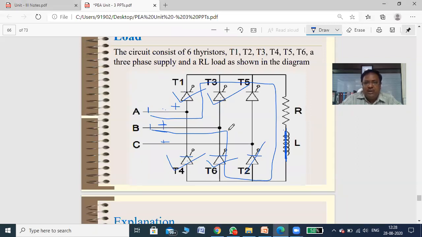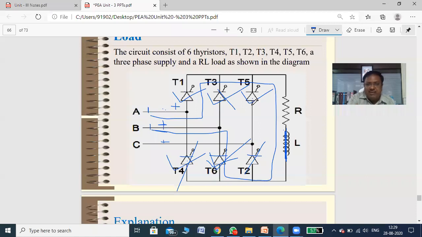Then T4 and T5 conduct for 60. So T3 is the outgoing SCR and T5 is the incoming SCR. T5, T4 conduct for 60. Then T5 and T6 conduct for 60. So T4 is the outgoing SCR and T6 is the incoming SCR, right? So every pair of SCRs, that is T1, T2, T3, T4, T4, T5, T5, T6, T6, T1, T1, T2, and so on. These are the pairs of SCRs.